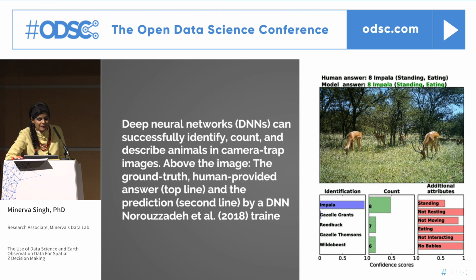They used something known as deep neural networks, which could successfully identify, count, and describe the animals in the camera trap images. So on the top, you have the human-provided inputs, where human beings have identified what the animal is and what it's doing. And then on the bottom, you have what the deep neural networks identified, and they were really quite accurate. So this could potentially save a lot of time and help conservation in the field.